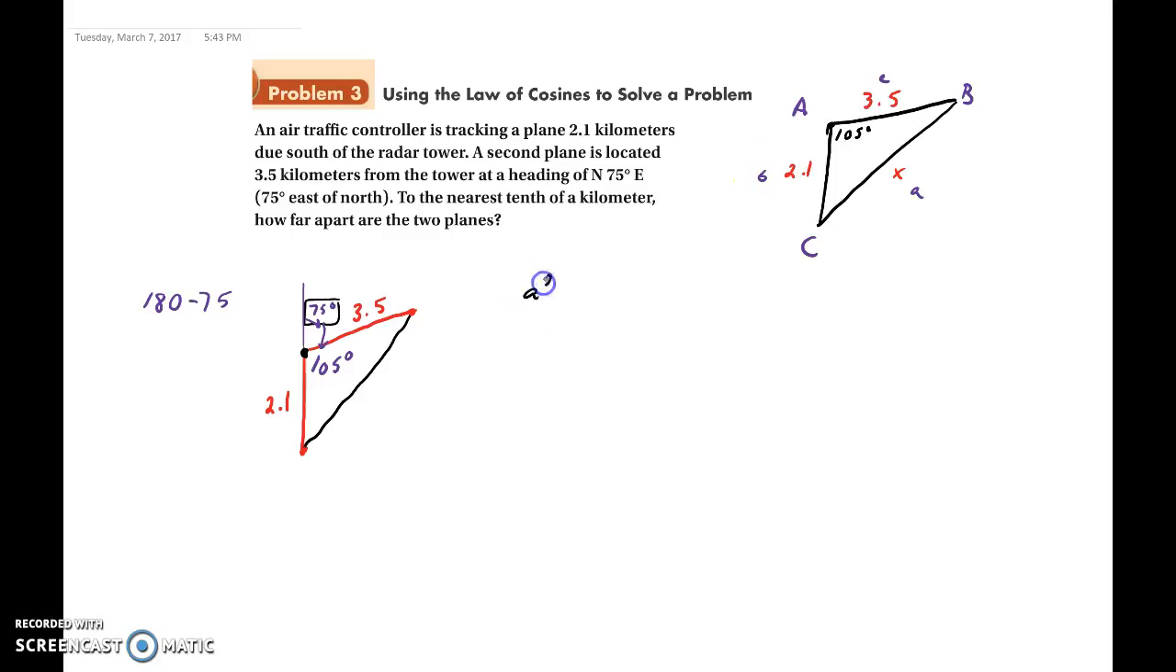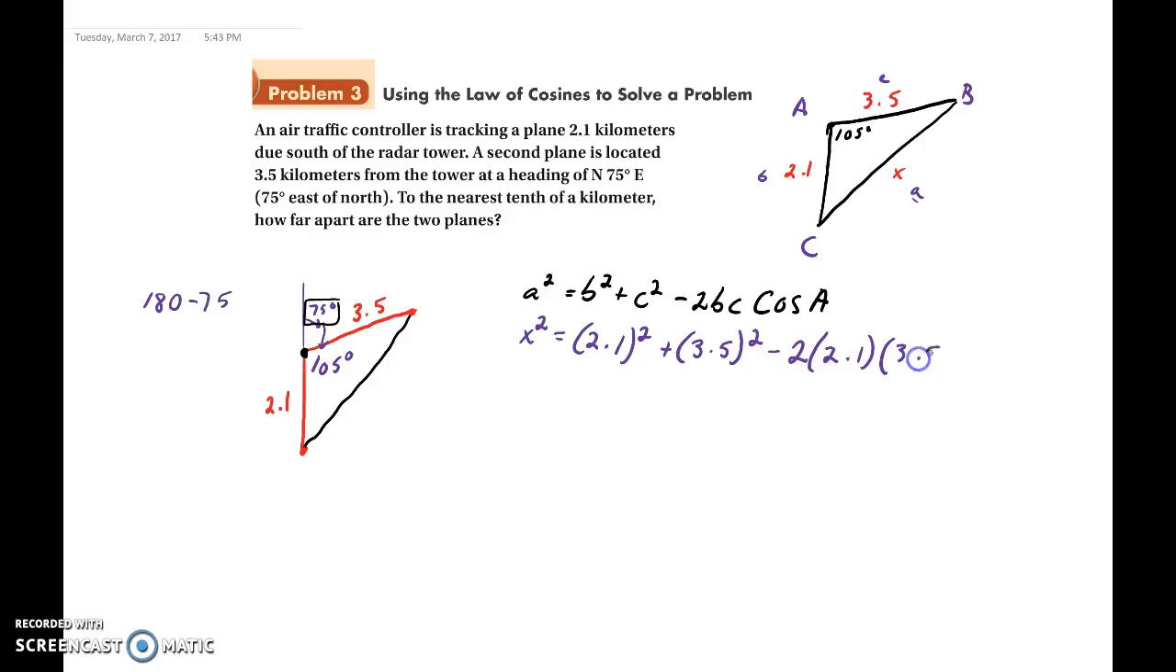We can then use the formula a squared is equal to b squared plus c squared minus 2bc times cosine of angle A. Then we'll fill in what we know. We don't know a squared, so it's just x squared is equal to b squared, which is 2.1 squared, plus c squared, which is 3.5 squared, minus 2 times b, which is 2.1, times c, which is 3.5, times cosine of that angle A, which we know is 105. Now we'll do all of this math on our calculator.